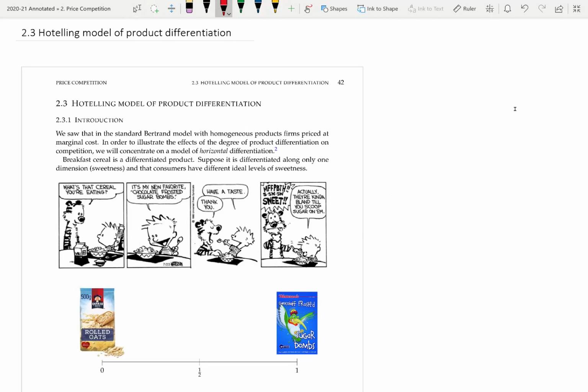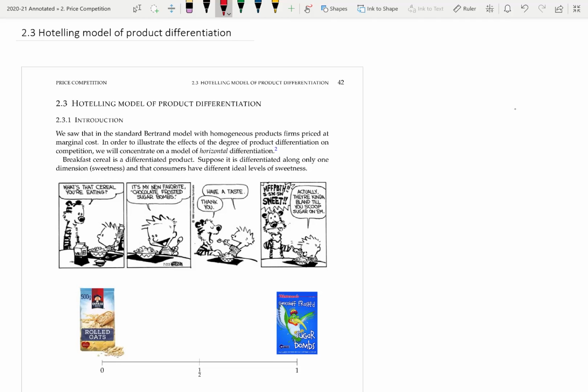So let's think of a differentiated product, breakfast cereal, and let's suppose that breakfast cereal is differentiated along just one dimension, and that dimension is sweetness. So consumers have different ideal levels of sweetness, and we can see in the cartoon that Calvin really likes sweet cereal, whereas Hobbes prefers a less sweet cereal.